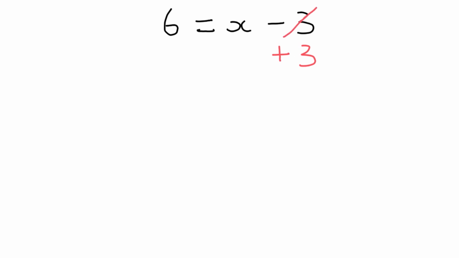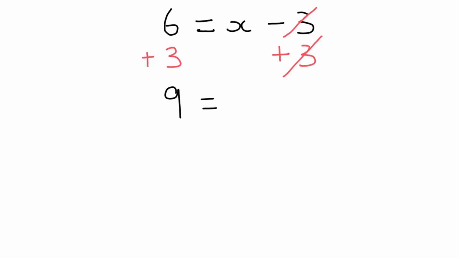And then minus 3 and plus 3 together, they make 0, so they kind of disappear. They cancel out. Now, what I do to one side of the equal sign, I have to do to the other side. So let's take a look. What do we have to the left of our equal sign? 6 plus 3 is 9.